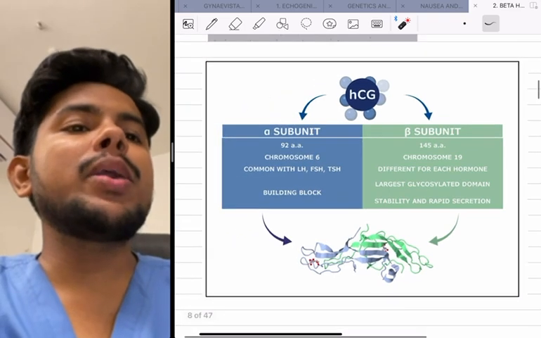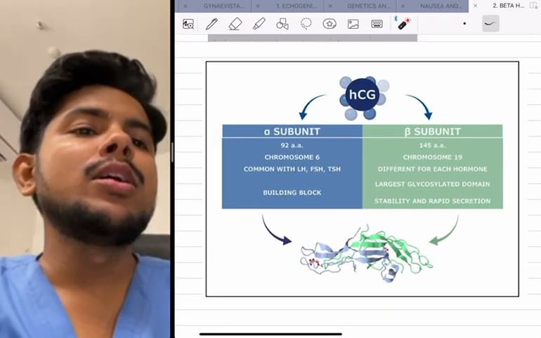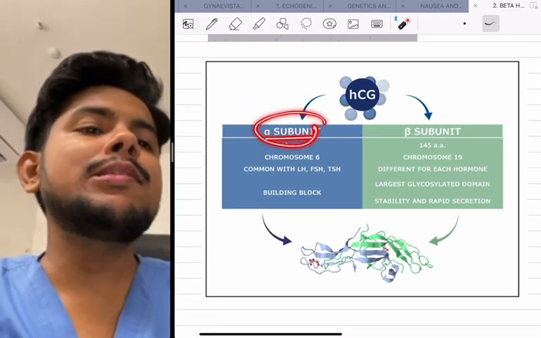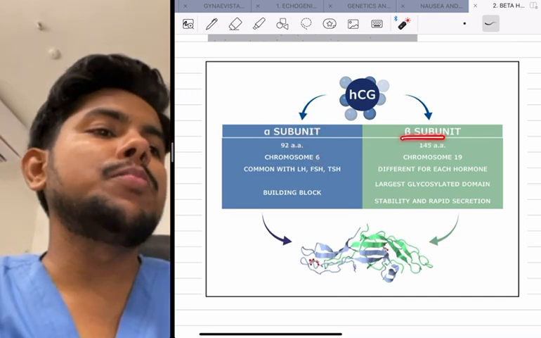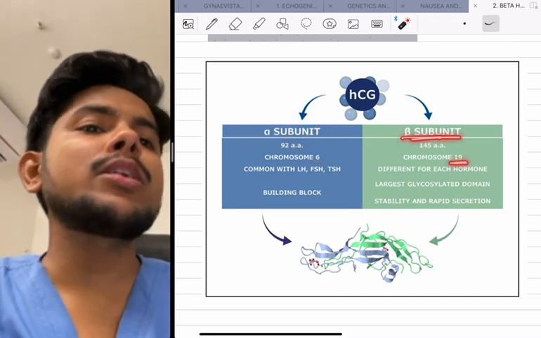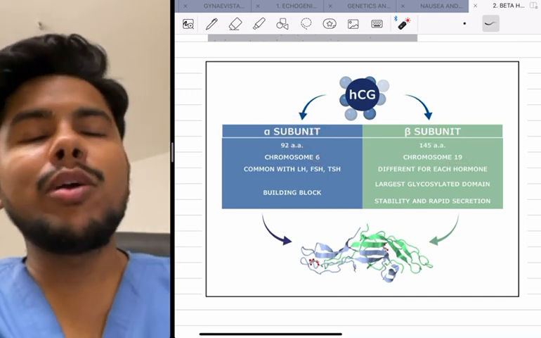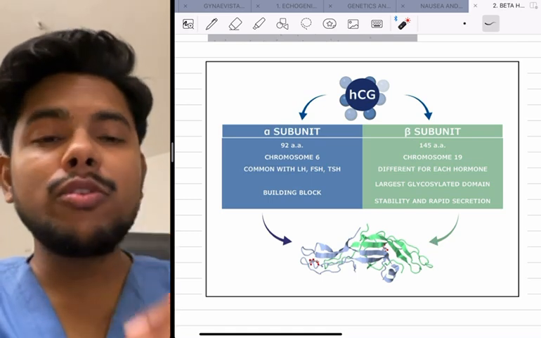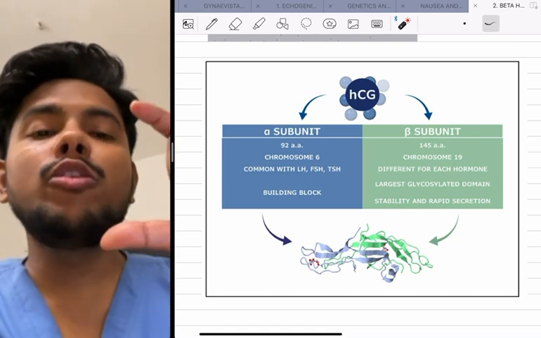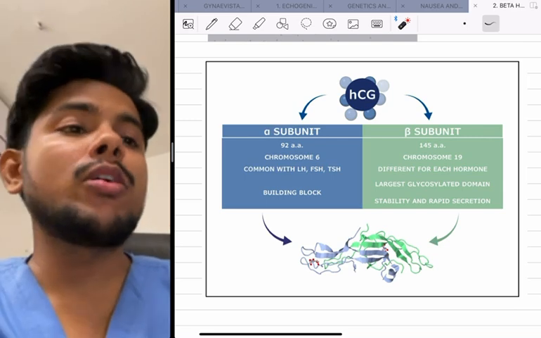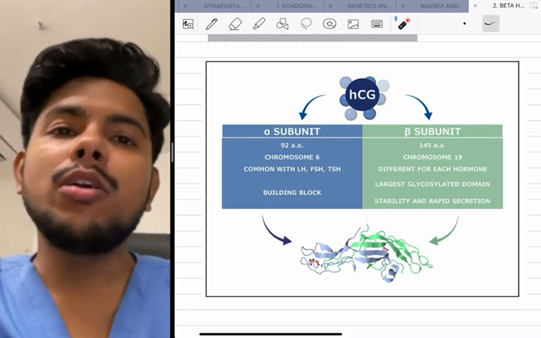And just to complete the topic, as you can see here, the alpha subunit is encoded by 6q and the beta subunit is encoded by 19q. Okay, so we know that a chromosome has 2 arms. We have a small arm and a long arm. The small arm is called the P arm and the long arm is called the Q arm.